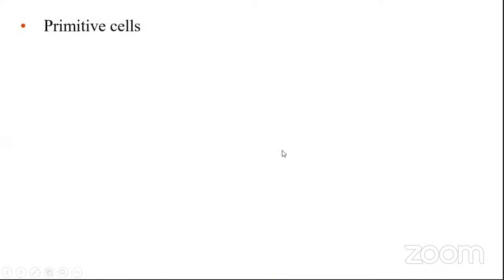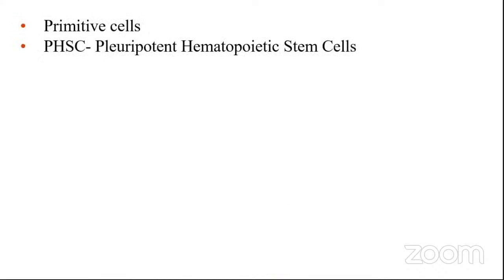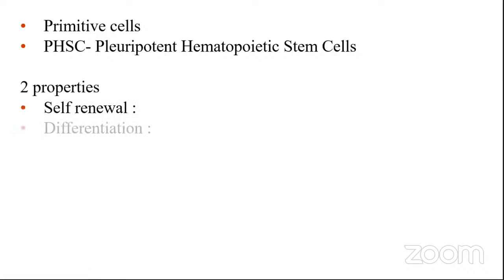They are the primitive cells which are present in the bone marrow, called pluripotent hematopoietic stem cells. They are pluripotent and can get committed to any of the series of cells. They have two main properties: self renewal and differentiation.